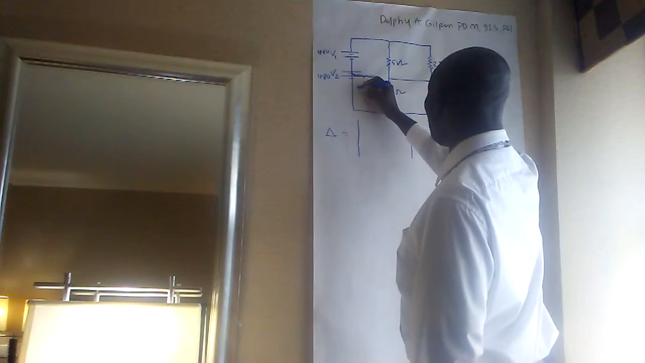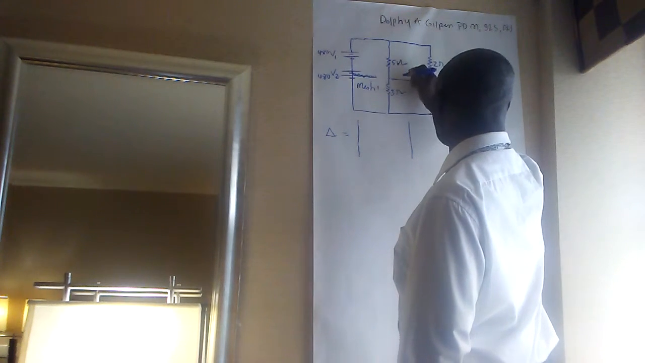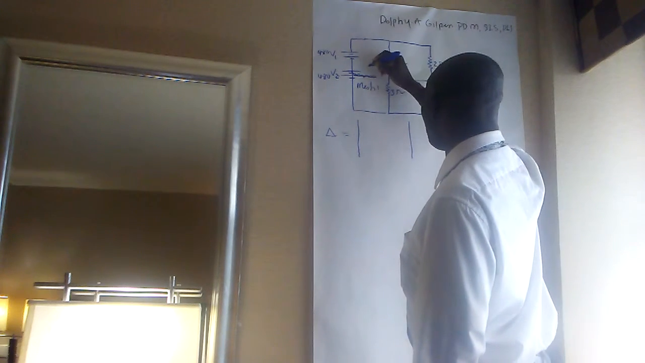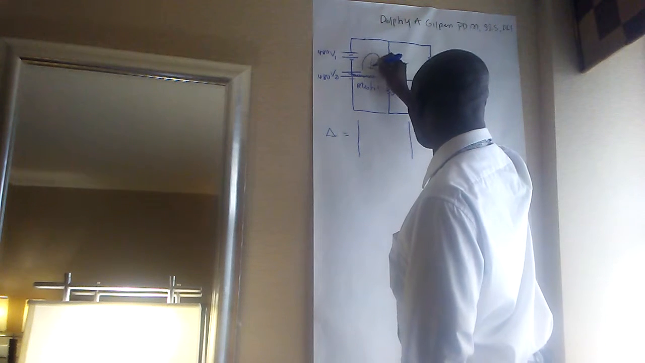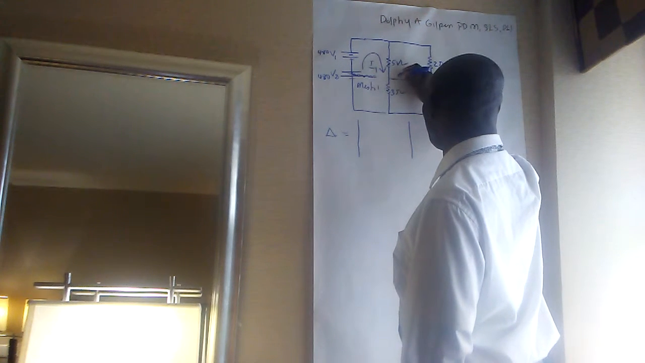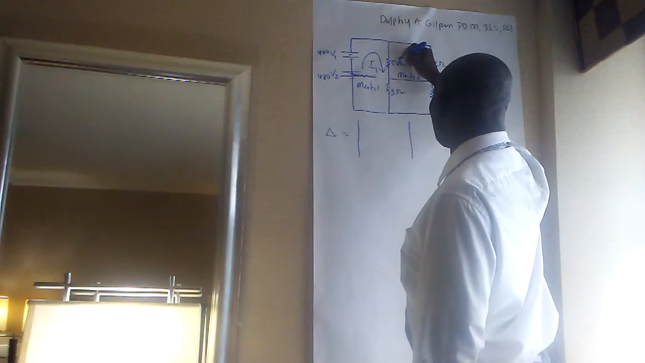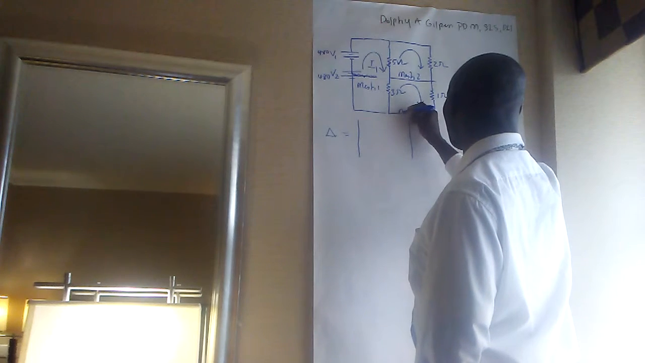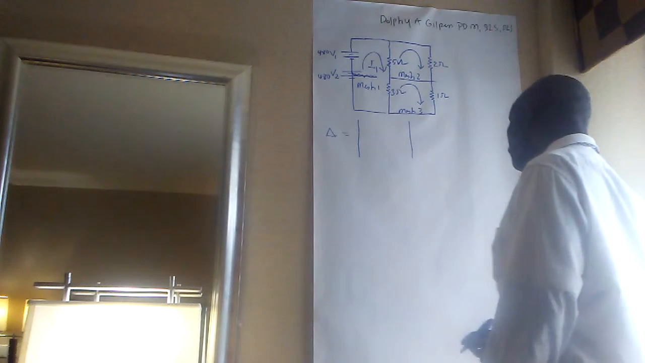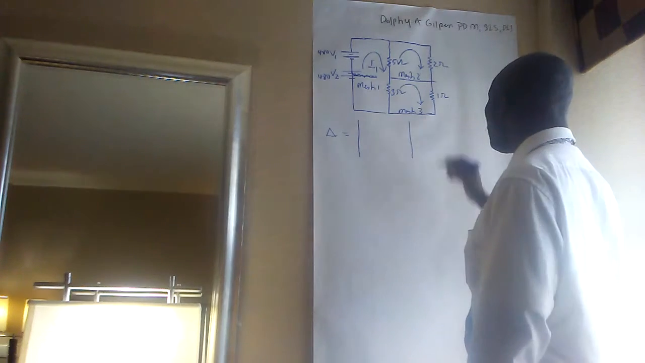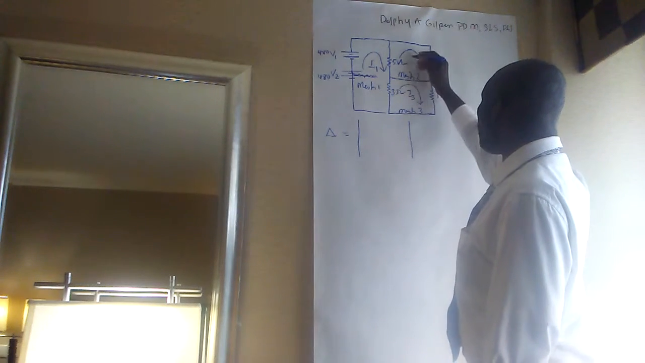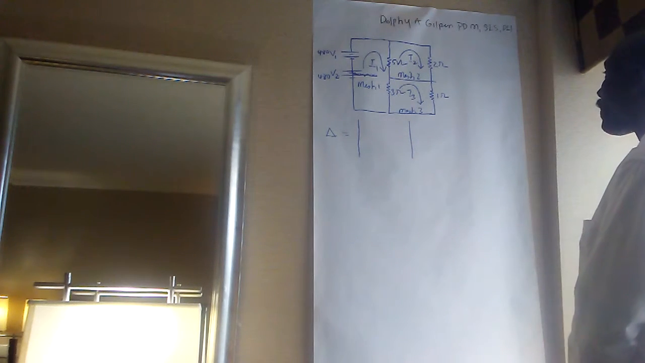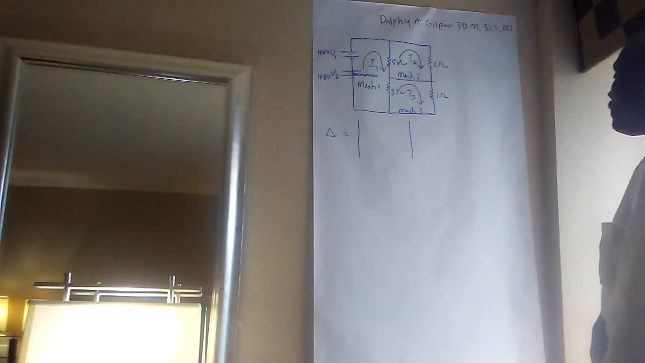We call this mesh 1. We should go clockwise. All right, everything is going clockwise, so for the I1. And so we call this mesh 2, and this mesh 3. And this will be I3, I2, and I1. And we'll make it as simple as possible.